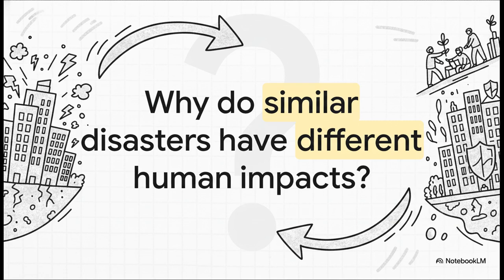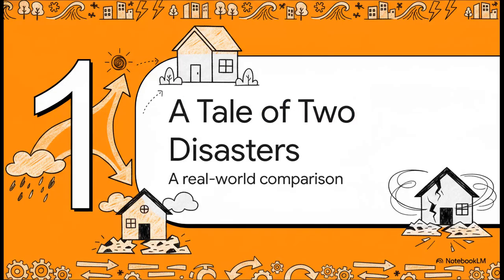You can have a massive earthquake hit one part of the world, and another one with the exact same power hits somewhere else. But why are the outcomes, the actual human toll, so incredibly different? That's the puzzle we're tackling today. And to really get our heads around this, we've got to look at a real-world comparison. It's a story that just perfectly captures why these outcomes can be so worlds apart.